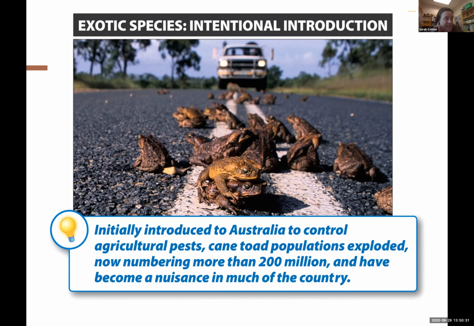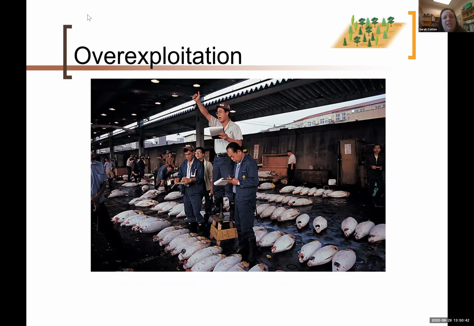Okay, so anyway, so introduced species. So we talked about habitat destruction. We talked about introduced species. Next, we shall talk about overexploitation. Okay, so overexploitation is when we fail to appropriately manage our natural resources, if we put that in kind of general terms.